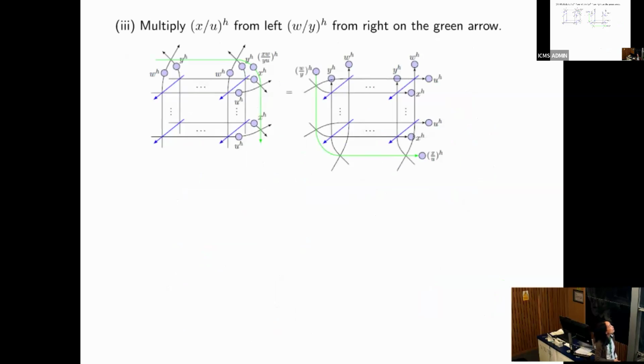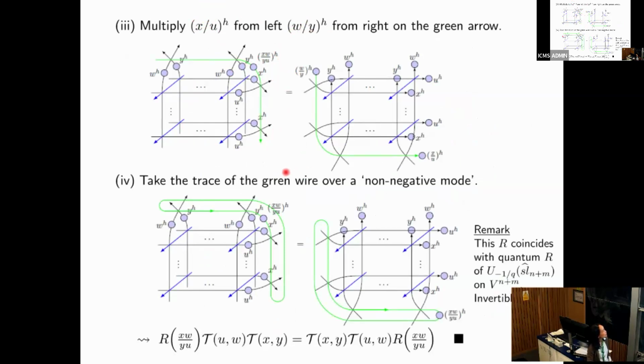Then finally, we have two more steps. So we want to remove this additional part safely. So we change the previous picture to this one. And next, I take a trace of the green wires here. And now you see that these two pictures are the same, actually. And so mathematically, it gives the invertible operator R. So from this picture, we get this relation.